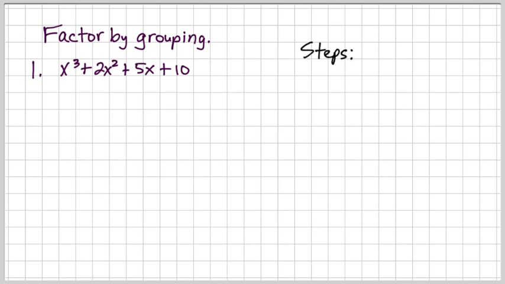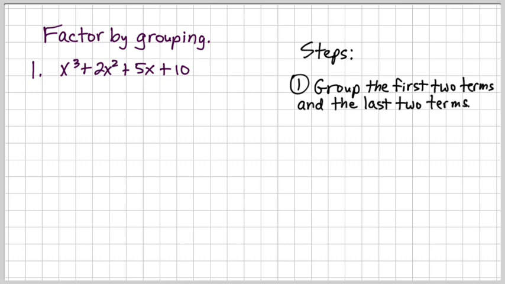I've got some steps. I'm going to tell you the steps, but I'm hoping that just by doing a few problems, you won't need to write out steps, but you'll understand the process. So first of all, we're going to group the first two terms and the last two terms. That's why we call this factor by grouping, or factoring by grouping. And so we've done that here.